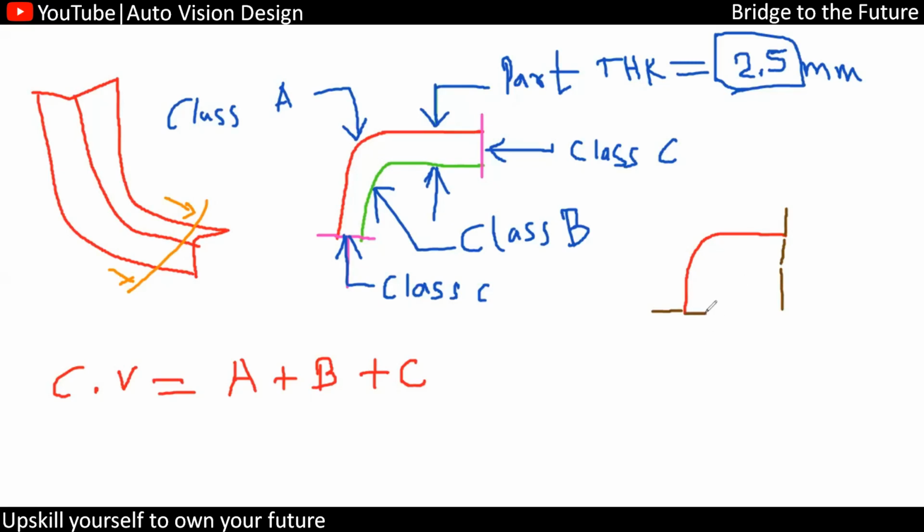From here to here, we're going to have a C surface. And whatever we have, the B surface is something like this. Okay, so what is a closed volume now? We will create first class A, then class B, then class C.